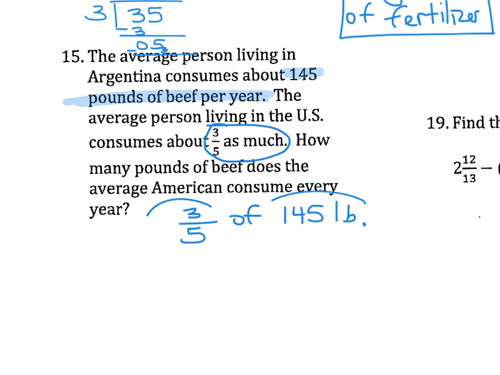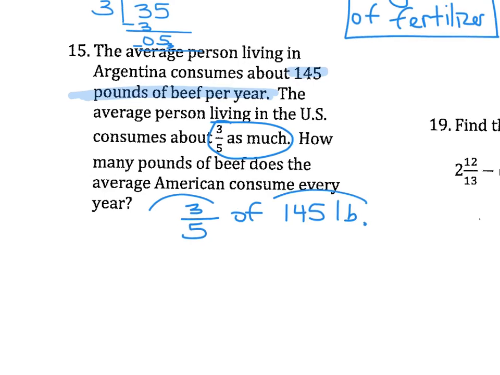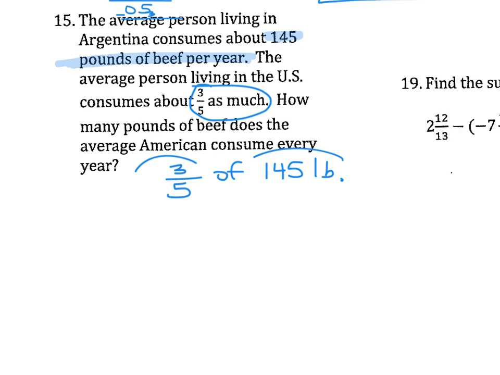Excuse me, and they consume 145 pounds. So if we can find 3/5 of 145, then we'll have the amount of pounds of beef that Americans consume each year. So we need to think that of means times, that's our key word here. So we'll set this up as multiplication. Now at this point, we are multiplying, and remember that it's really a smart idea to simplify before you multiply. And I know I can divide 145 by 5. So 5 divided by 5 is 1, and 145 divided by 5 is 29.